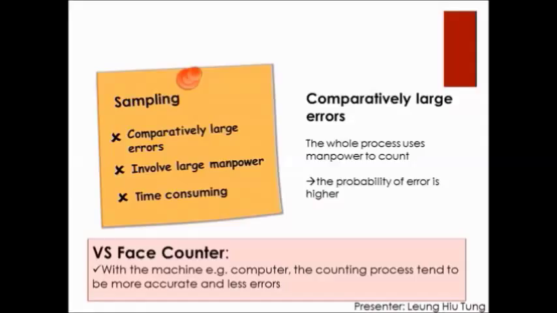sampling always relies on manpower. The whole process is run by people. However, people can be affected easily, such as by fatigue, which easily leads to large errors. Compared with sampling, the face counter relies on machines rather than manpower, such as a computer. Thus, the counting process tends to be more accurate with fewer errors.